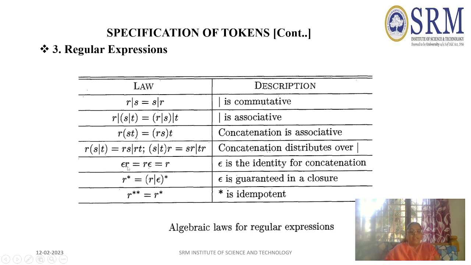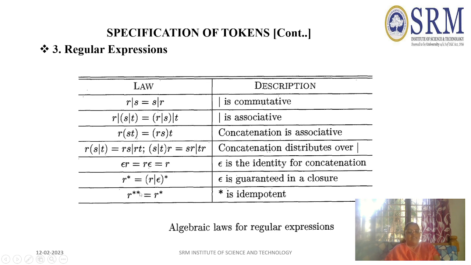Any regular expression that has been concatenated with epsilon, that is epsilon concatenated with any regular expression, the resultant would be the same regular expression. So this is given as the identity property, no? That is, epsilon with R is equal to the regular expression with epsilon, which is equal to the regular expression itself. And another one is epsilon is guaranteed in a closure: R to the power star is equal to R or epsilon whole to the power star, you can write.